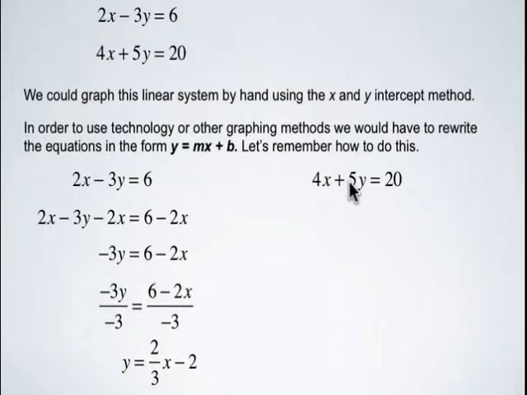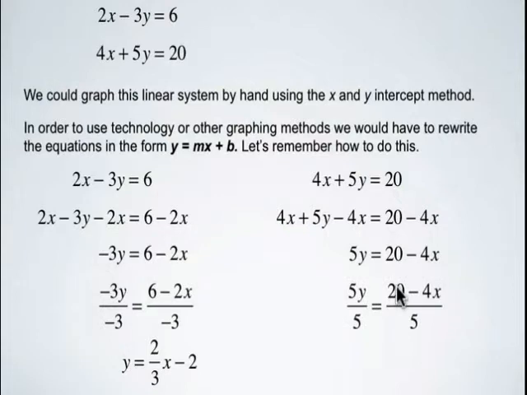Next, we're going to have to solve for y for the second equation, and we're going to subtract 4x to eliminate the 4x from the left-hand side of the equation, and that simplifies to be 5y is equal to 20 minus 4x. And we divide both sides by 5, and the 5's are going to cancel out on the left side, and 20 divided by 5 is 4, and -4 divided by 5 we're going to leave as -4/5 x.